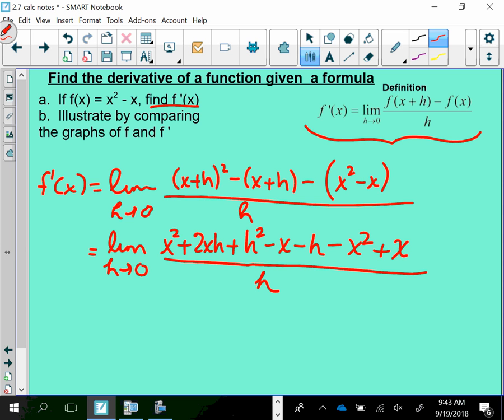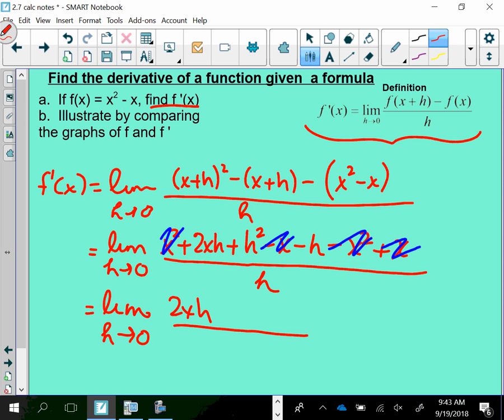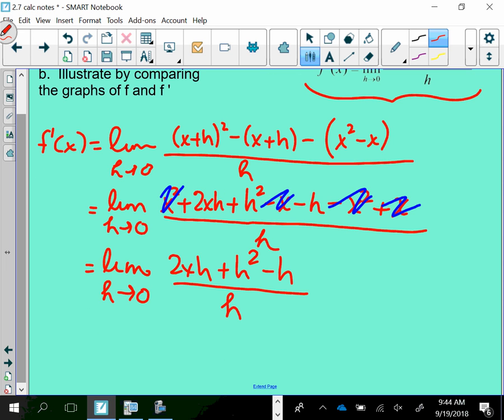Let's start crossing out here. X, negative x, but I started 5 minutes after y'all. X squared, x squared. All right.